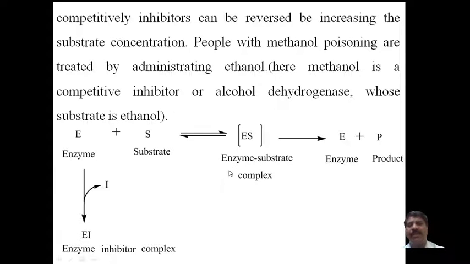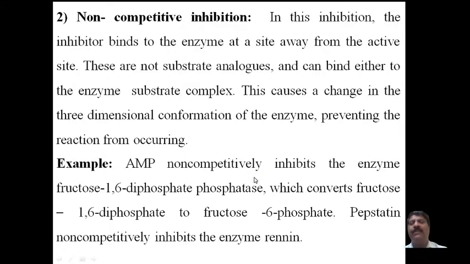And this happens in competitive inhibition because in competitive inhibition the structure of the inhibitor and the substrate are similar. Therefore they can both occupy the active centers directly. If it is not similar, then the inhibitor cannot attack the enzyme. This is what happens. Now come to non-competitive inhibition.